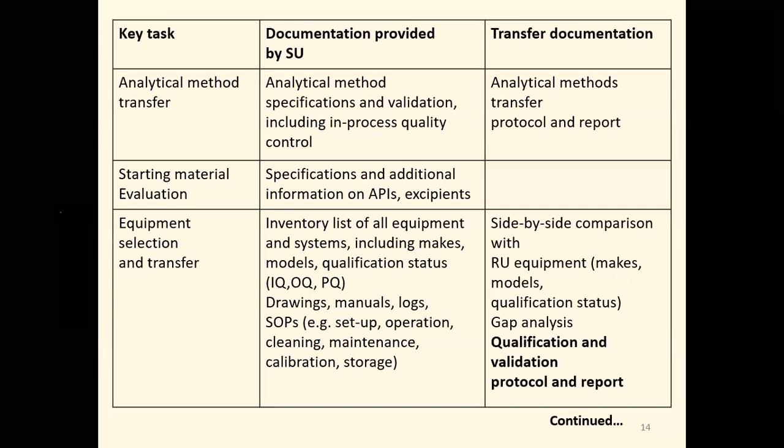Then transfer documentation. Apart from this, a side by side comparison with the RU equipment. This equipment is compared with what is available in the RU unit. So what they will compare: make, model, qualification status, then gap analysis. Gap analysis means the difference between these two, whether it is acceptable, whether they have to make some modifications, some changes, or they have to reject it. It is called the qualification and validation protocol and reports.